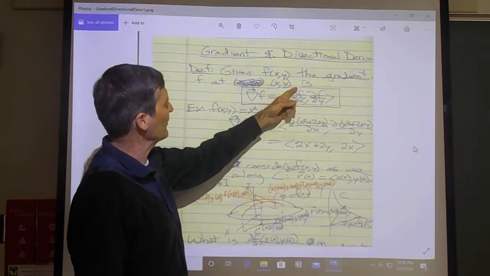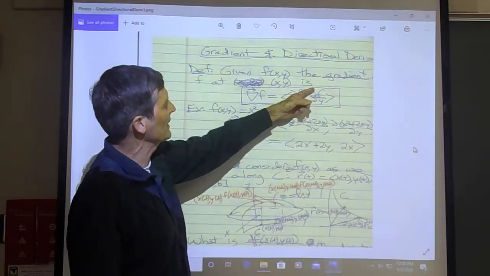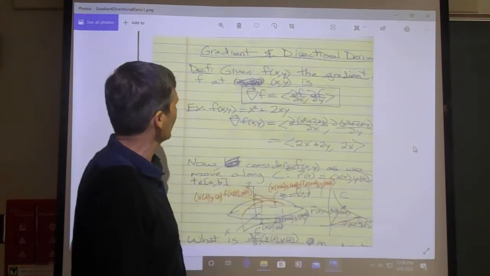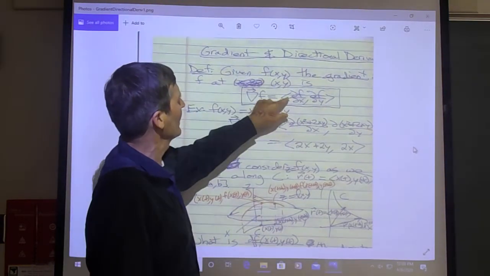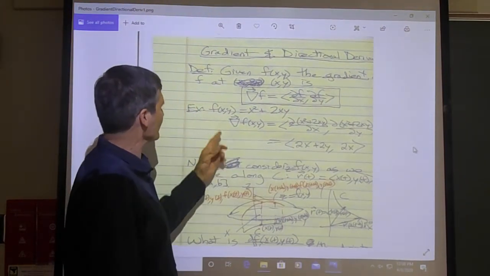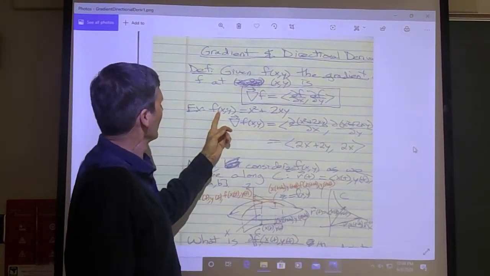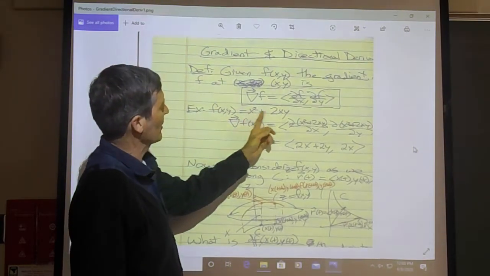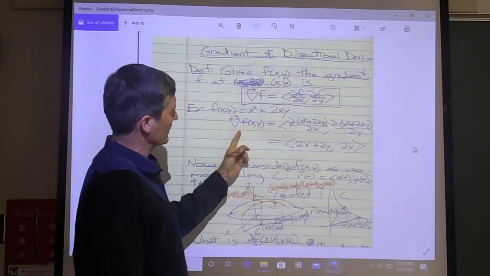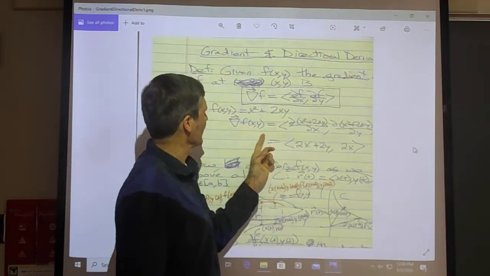So if I put df dx in the x component, df dy in the second component, that's the gradient of f. Very easy. So the gradient of a function is a vector valued function. And for instance, f of xy equals x squared plus 2xy. What's its gradient at a general point xy? It's this vector function here.